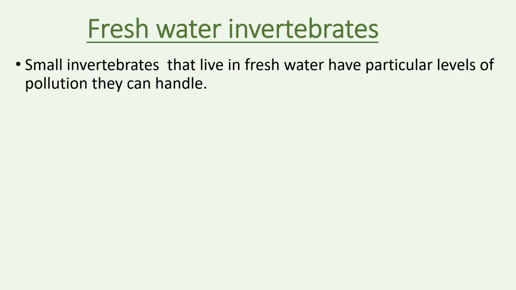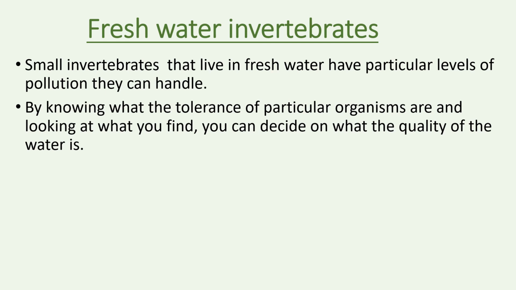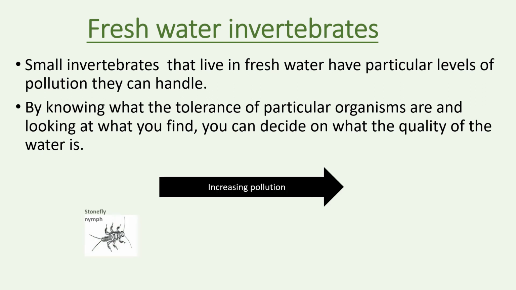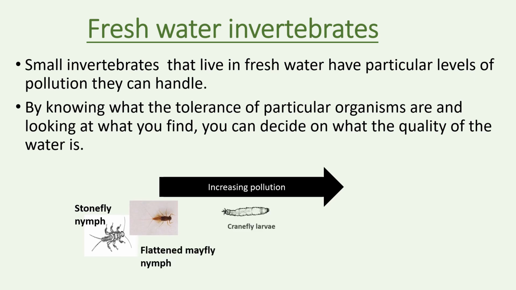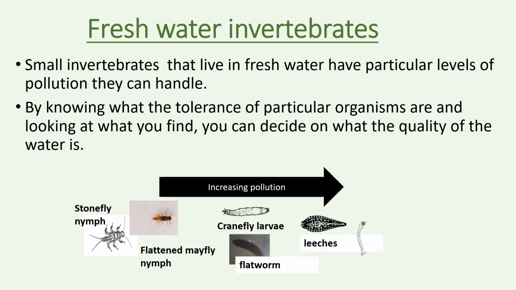So small invertebrates that live in freshwater have particular levels of pollution they can handle. By knowing what the tolerance of particular organisms are and looking at what you find, you can decide on the water quality. For example, stonefly nymph and mayfly nymph live in water that has low pollution and where there's high oxygen, whereas bloodworms and rat-tailed maggots live in polluted water where there's less oxygen.